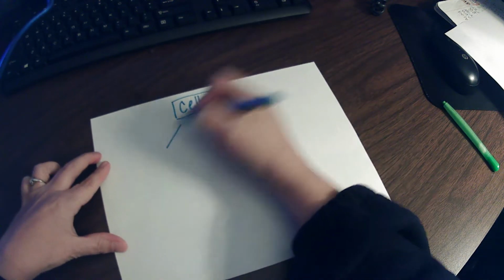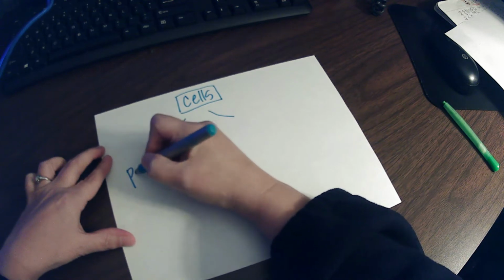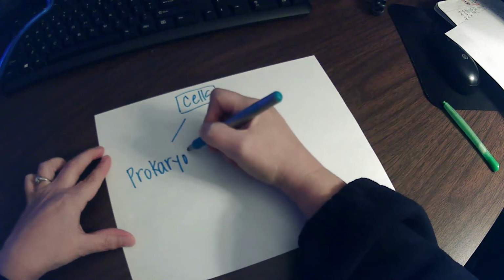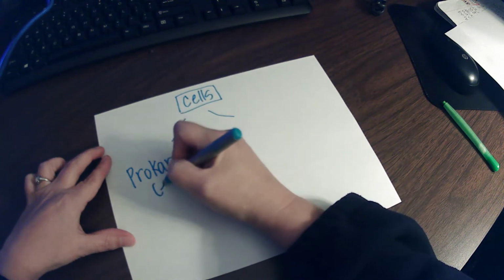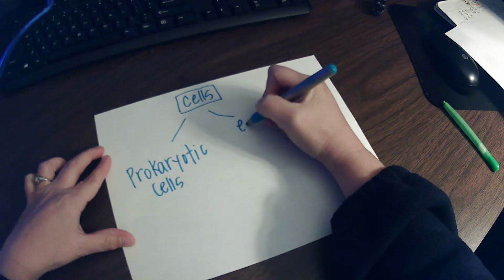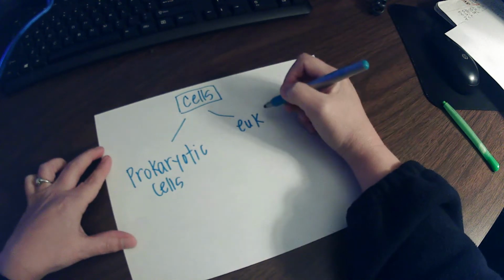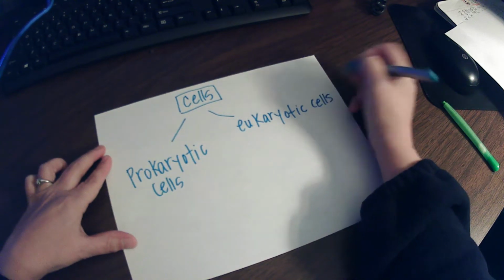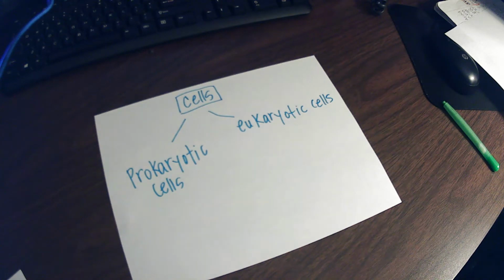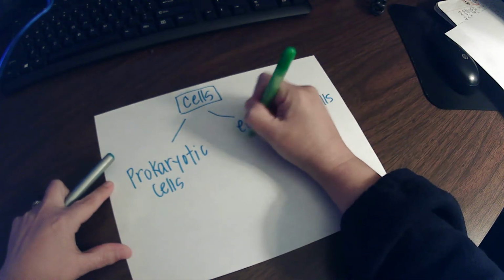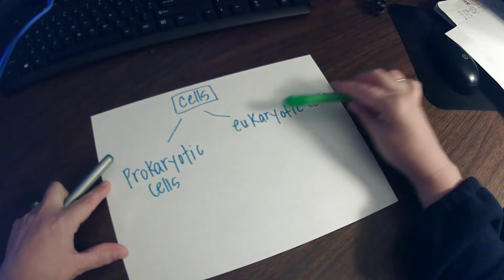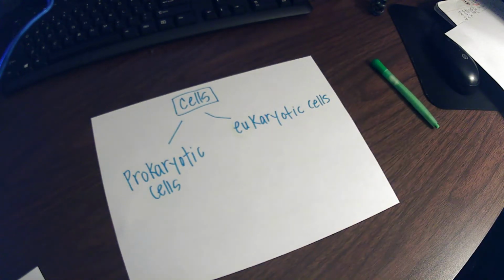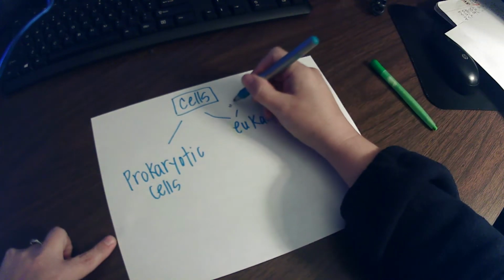There's two types, prokaryotes and eukaryotes, or prokaryotic cells and eukaryotic cells. This part sounds like you and me. And that's good because we're made out of these types of cells. You are made out of eukaryotic cells. Okay, this sounds like you.